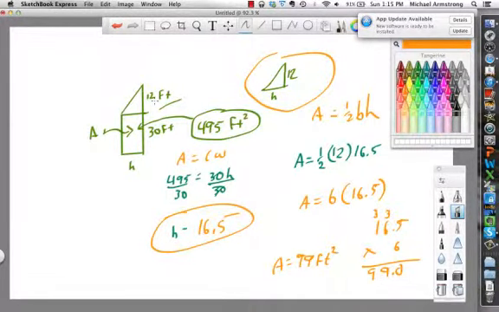They want to know how big is the triangle of the dance studio. It's 99 feet squared. Okay, so that should get everything that you need to do this lesson.